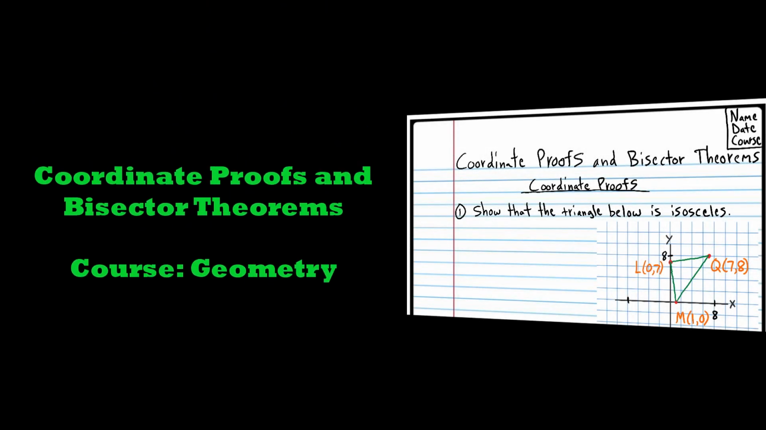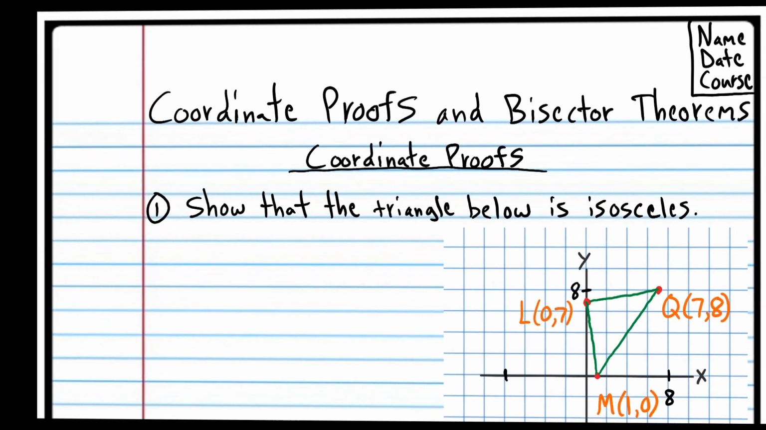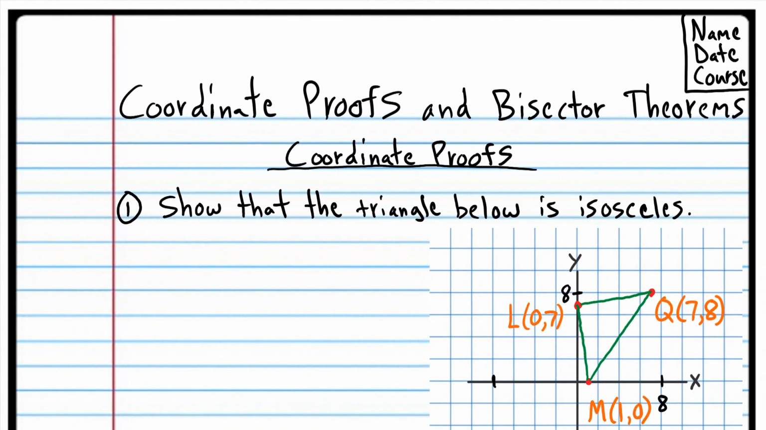This is my geometry course. Today we're going to learn coordinate proofs and bisector theorems. If you haven't done the homework completely and correctly from the last class, do that homework before watching this video. We're going to start with coordinate proofs.